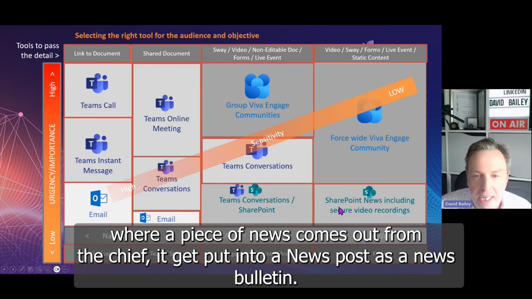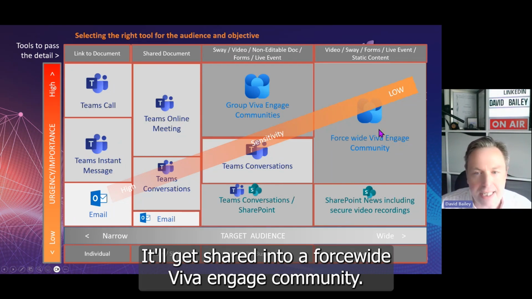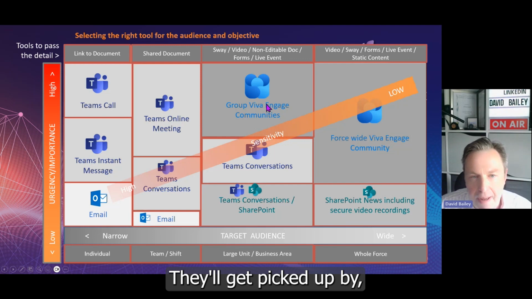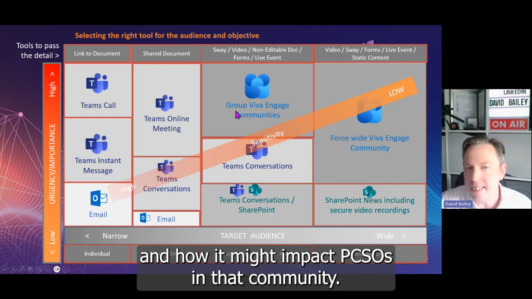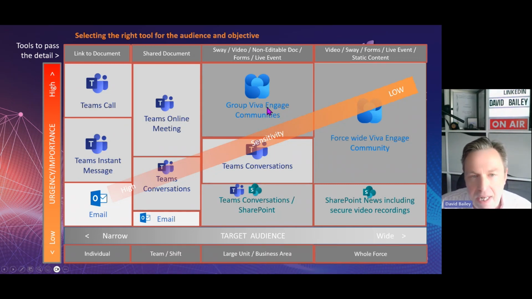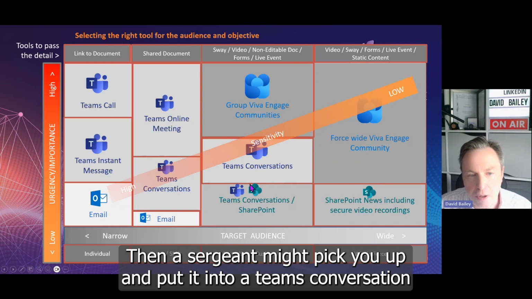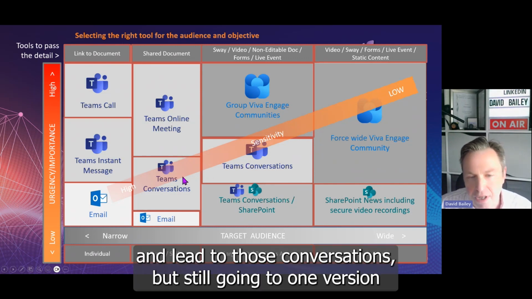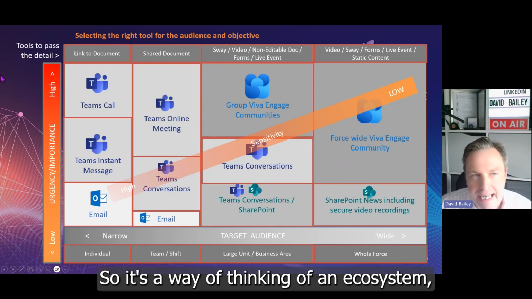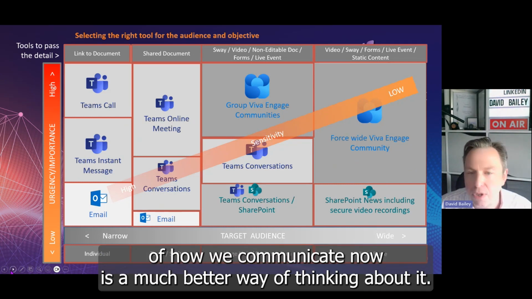So you can imagine a time where a piece of news comes out from the chief that gets put as a news bulletin. It'll get shared into a force-wide engaged community. They'll get picked up by the PCSO community. You'll have a conversation about it and how it might impact PCSOs in that community. Then a sergeant might pick it up and put it into a Teams conversation with his whole business unit and lead to those conversations, but still going to one version of the truth in the end.